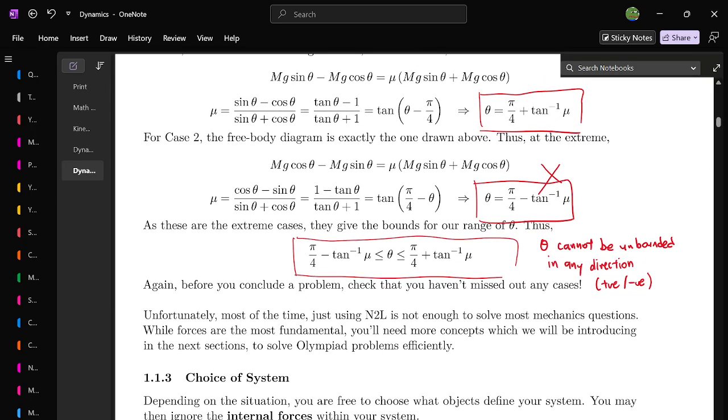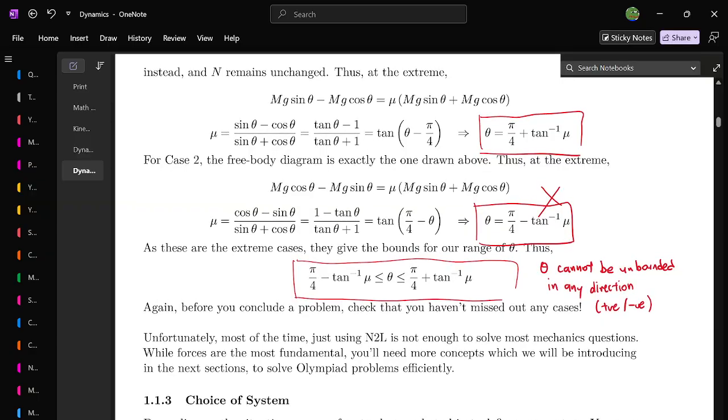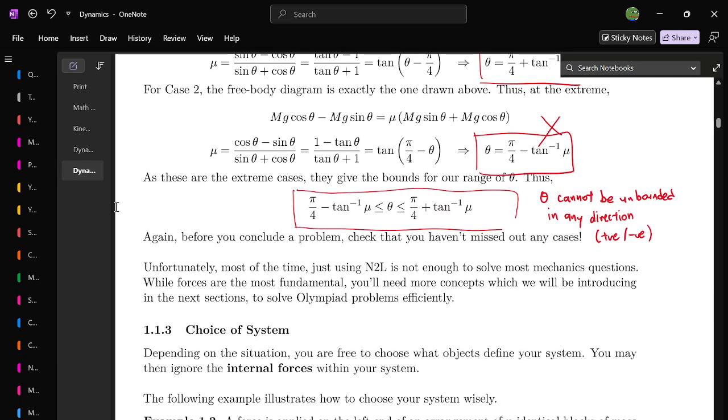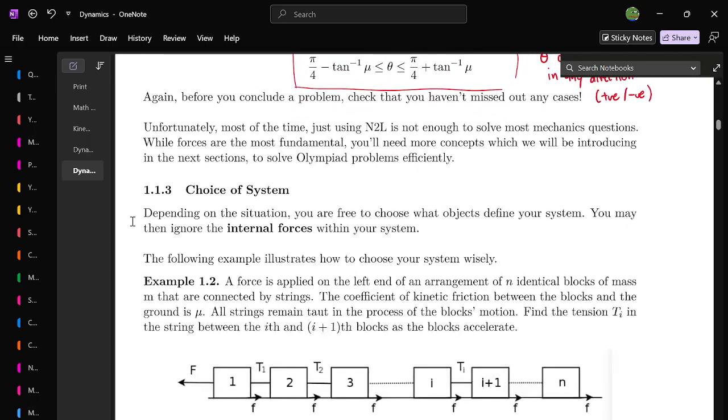Okay. So I hope that was fine. With that, we'll move on to more concepts, because just using Newton's second law like that is not enough to solve most Olympiad questions on mechanics. So before we move on to the other stuff, I'd just like to discuss one problem here on how we choose systems for analyzing forces.